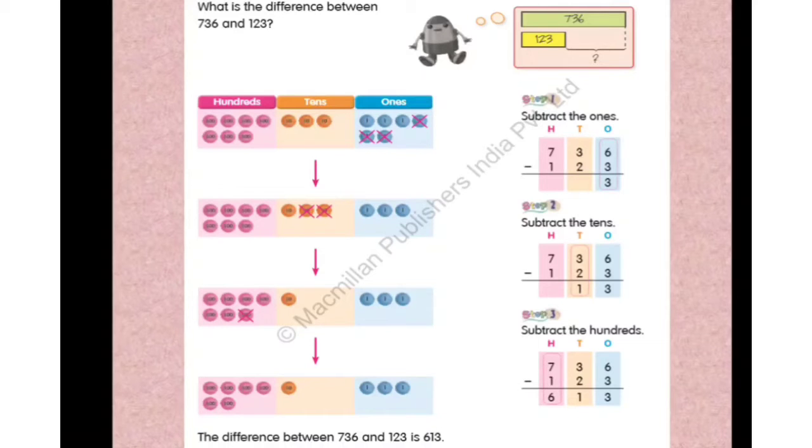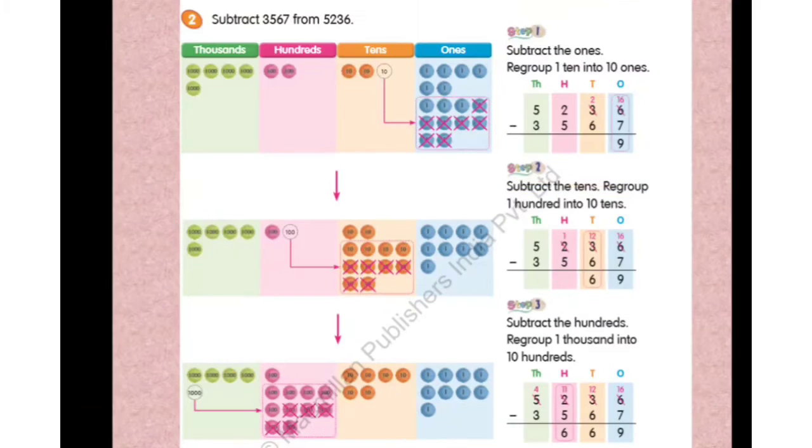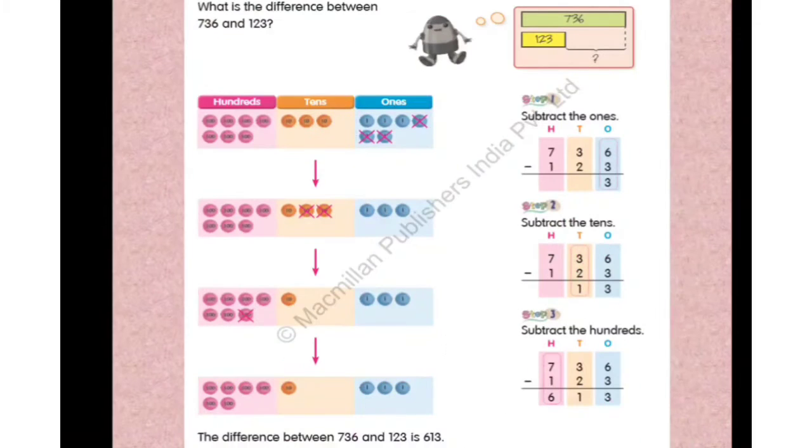Now let's move on to the next slide. In the next slide we have another example. In this example we can learn how to subtract a number with regrouping. So you can see we have one example: subtract 3567 from 5236.